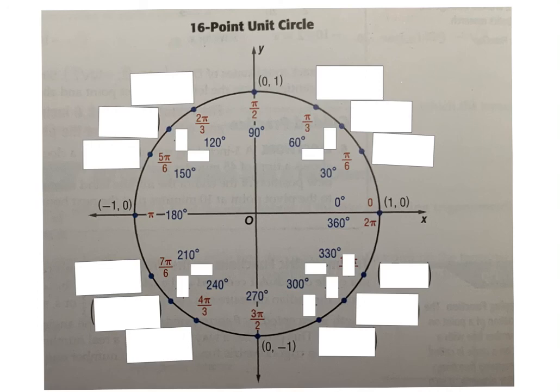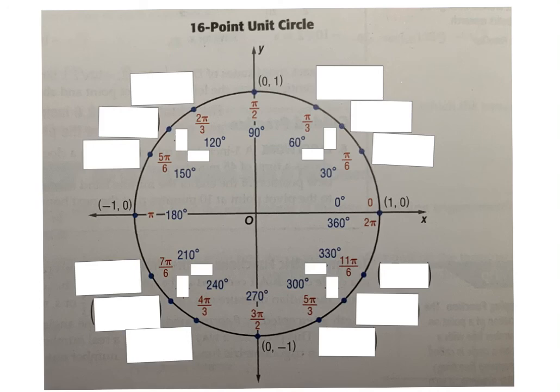9 pi over 6 also reduces. 10 pi over 6 reduces to 5 thirds. 11 pi over 6. And then 12 pi over 6, that is 2 pi. Okay? So my 30 degrees relates to my pi over 6s, and my 60 degrees relates to my pi over 3s. Every pi over 3 will have a reference angle of 60. Every pi over 6 will have a reference angle of 30.